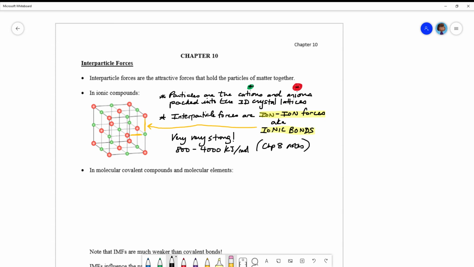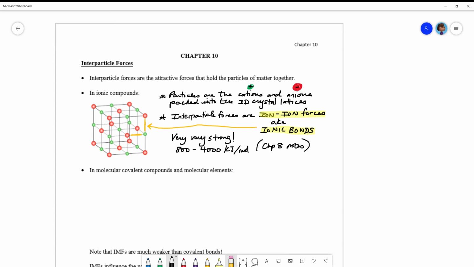And because they're so very strong, this is why ionic compounds always occur naturally in the solid state. You don't have naturally occurring ionic liquids or ionic gases. They're all solids because those very, very strong ionic bonds, those ion-ion forces, pull the cations and anions together very, very closely. And this is also why those particles are hard to separate, hard to melt ionic compounds, for example.